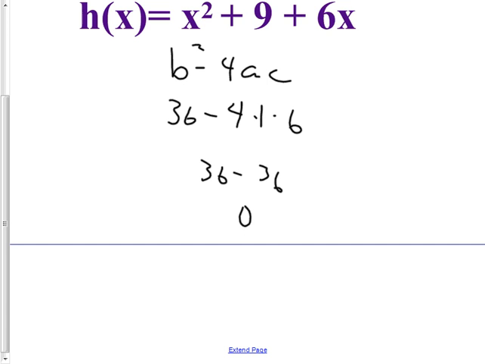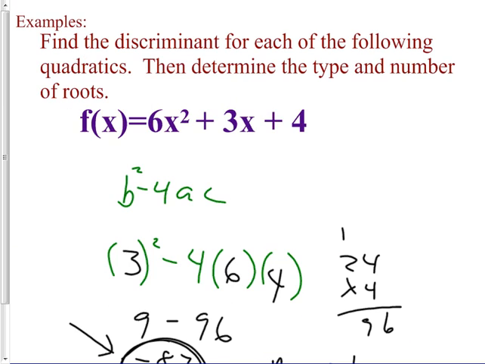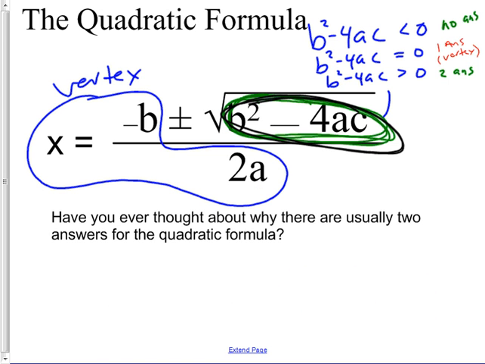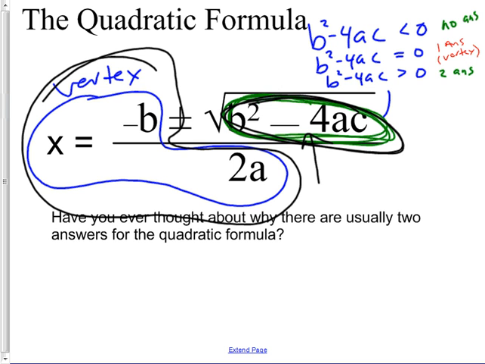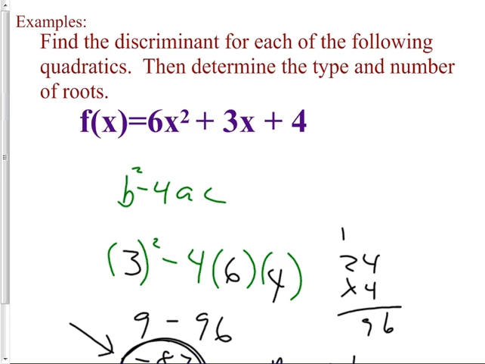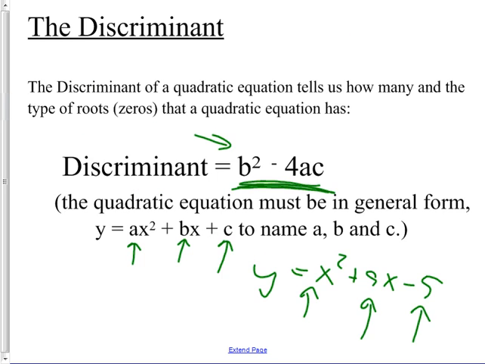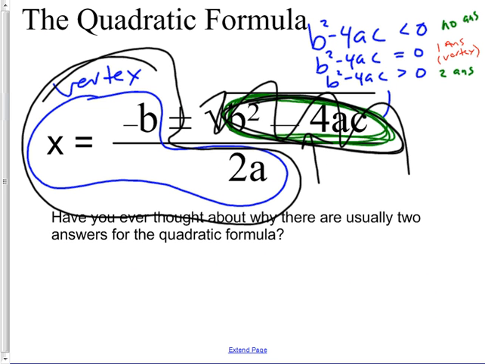But it's really easy to think 0 means there's no answers. No, it means when you're in that great big formula here, you'll get a 0 right here, and that doesn't mean the whole rest of the formula is gone. It just means there's only one answer, and that answer is the vertex, because plus and minus 0 will just disappear.